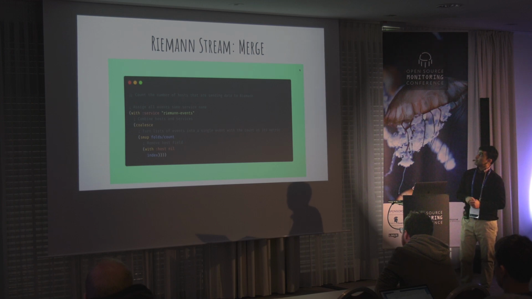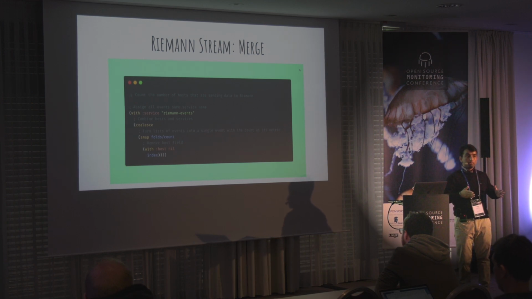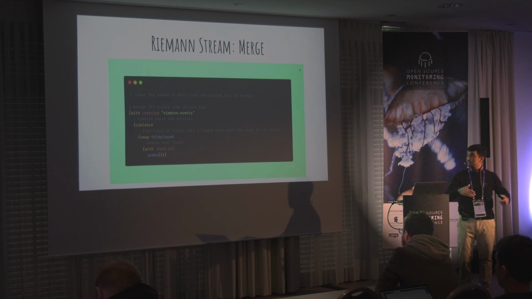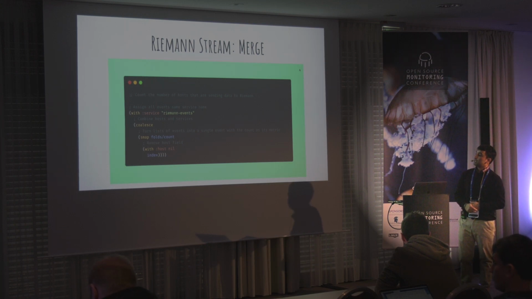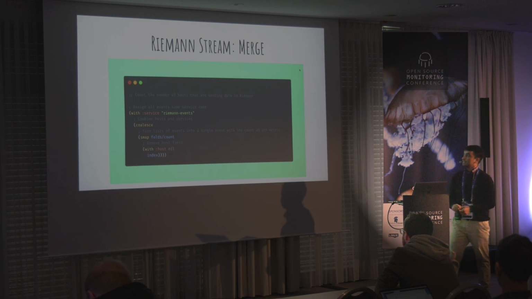This is a basic example of merging multiple streams. Let's say you have streams coming from multiple hosts in your data center, and we need to compute how many hosts are sending Riemann streams. So this is just a basic example of how you can use coalesce and streaming map to combine all those events and get the count of the number of unique hosts in the data center.